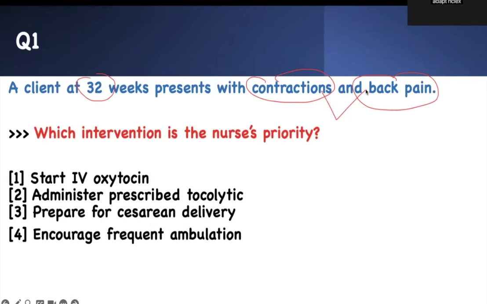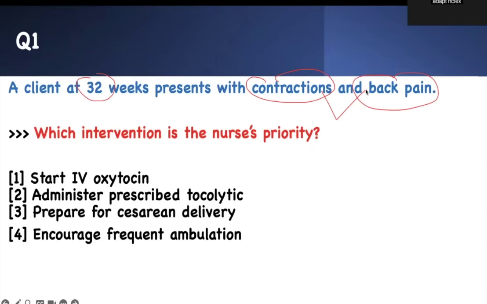Test taking strategy. I'm trying to get you thinking critically to answer this question. She's at 32 weeks with contraction and back pain. This is what we call preterm labor. Therefore, what do you want to do? Look at the answers. There are 2 answers that are contradicting each other. Number 1 says give the lady Pitocin, which causes contraction and helps augment the cervix and effacement. But number 2 says administer tocolytic, slow the mommy down.